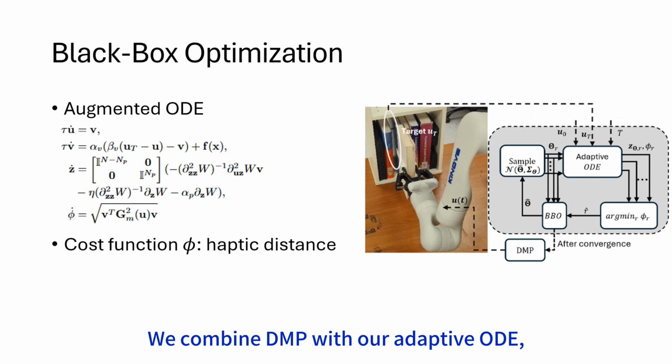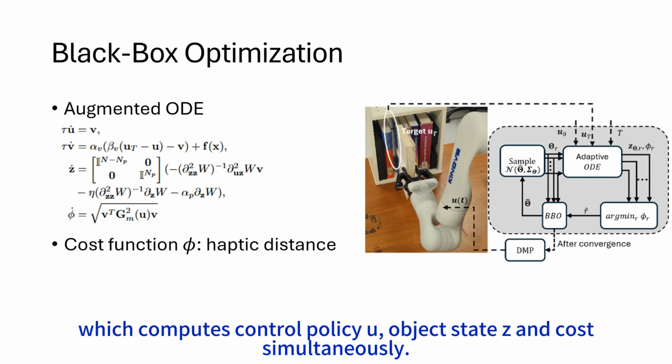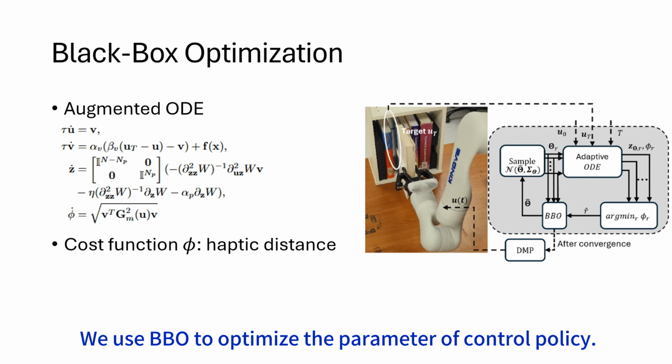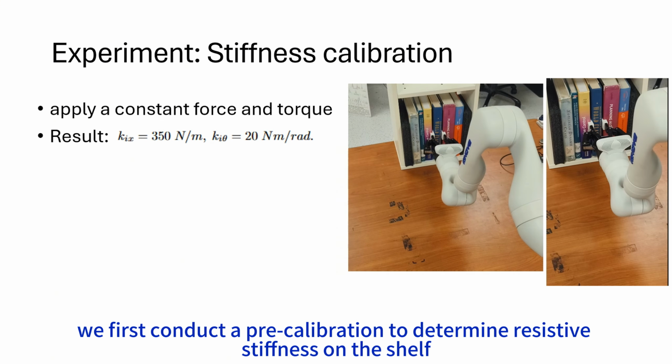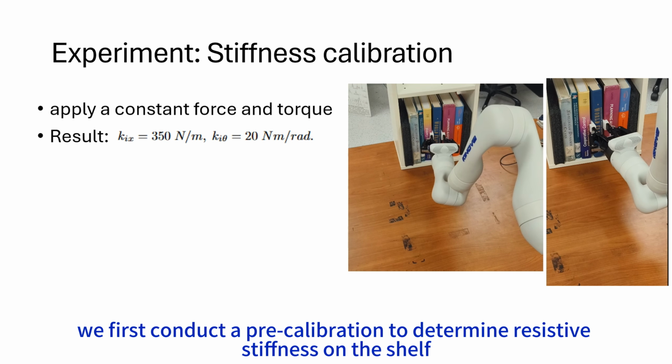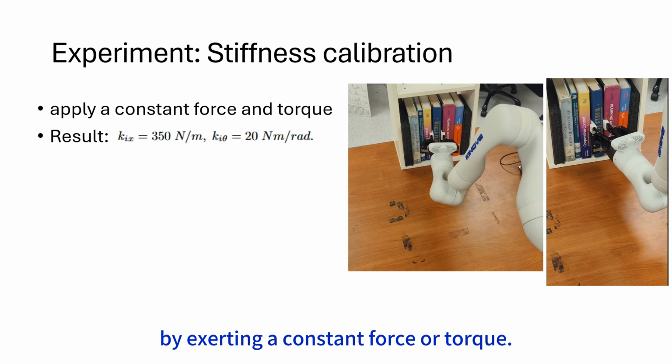We combine DMP with our adaptive ODE, which computes control policy U, object state Z, and cost simultaneously. We use BBL to optimize the parameters of the control policy. We first conduct a pre-calibration to determine resistive stiffness on the shelf by exerting a constant force or torque.